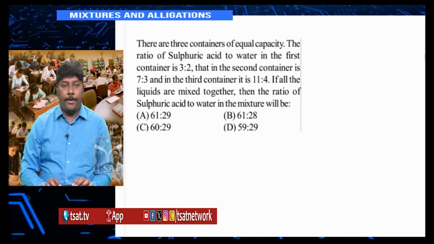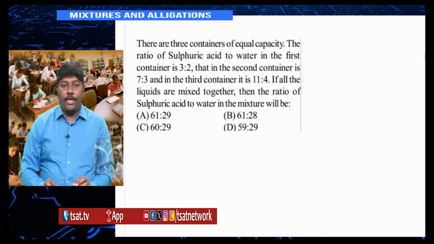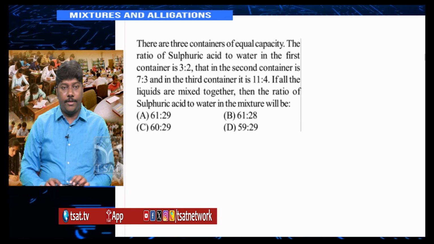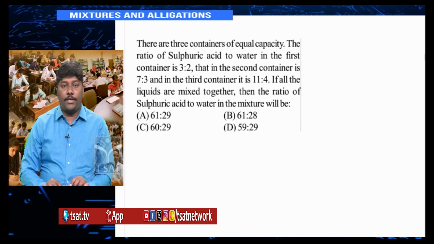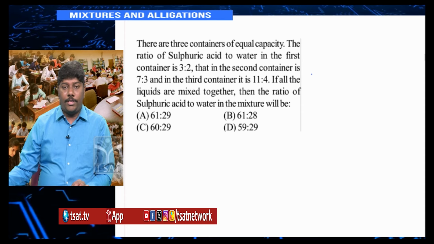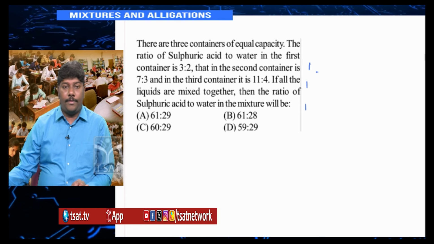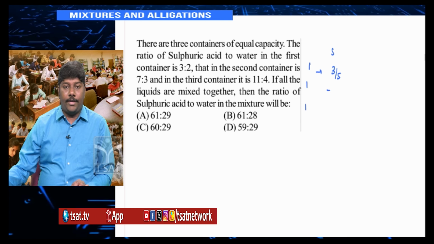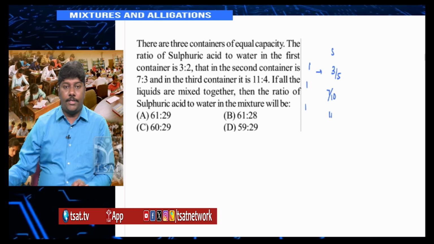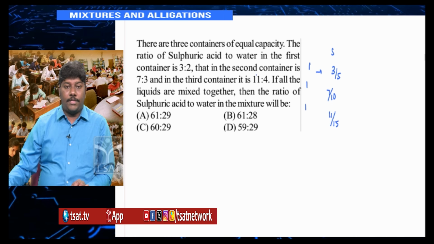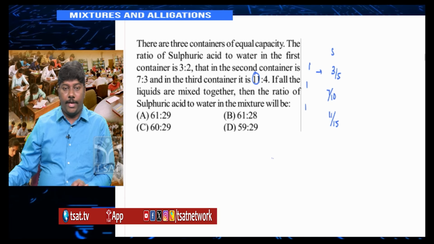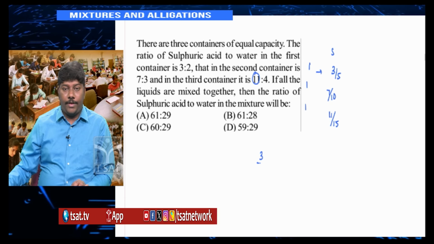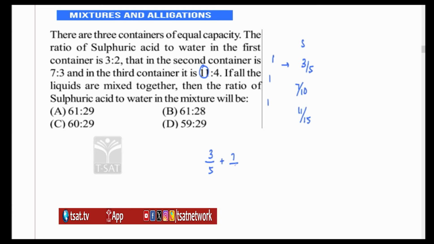Okay, the next one. Again here, there are 3 containers of equal capacity. The ratio of sulfuric acid to water in the first container is 3:2, second one is 7:3, third one is 11:4. Since the quantities are 1:1:1, I can say sulfuric acid in the first container is 3 out of 5, in the second container it is 7 out of 10, in the third container it is 11 out of 15, because 11 parts out of 15 parts. So find out the sulfuric acid here: N1A1 3/5, N2A2 7/10, N3A3 11/15, by 1 plus 1 plus 1, 3.